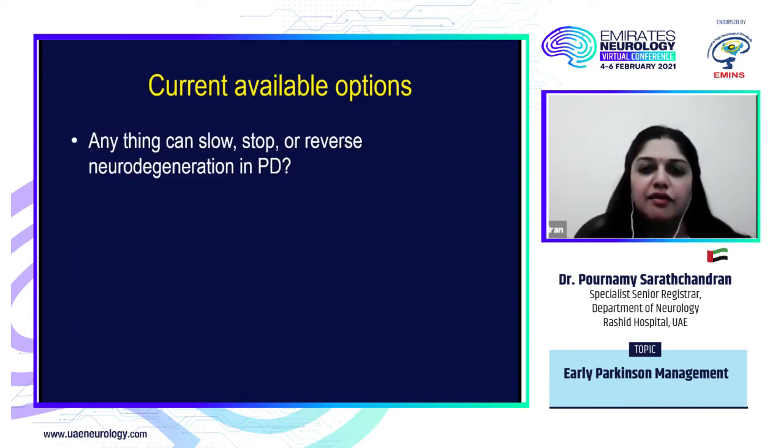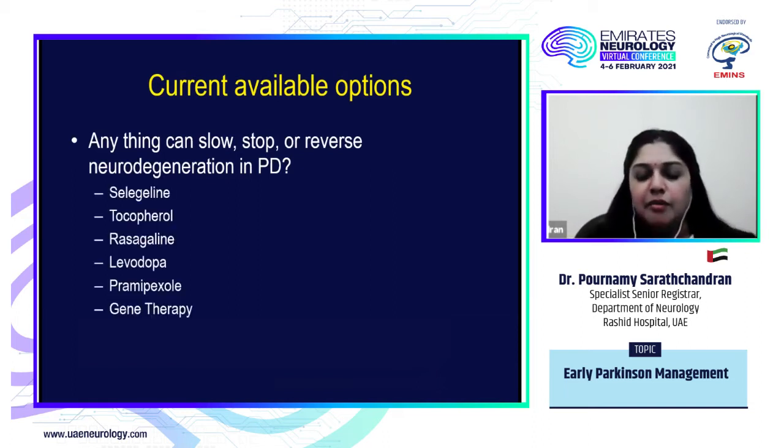Among the current available treatment options, is there anything that can slow, stop or reverse neurodegeneration in Parkinson's disease? This has been a daunting question for quite some time. A variety of agents have been tried for this as well: selegiline, tocopherol, rasagiline, levodopa, pramipexole, and even gene therapies.